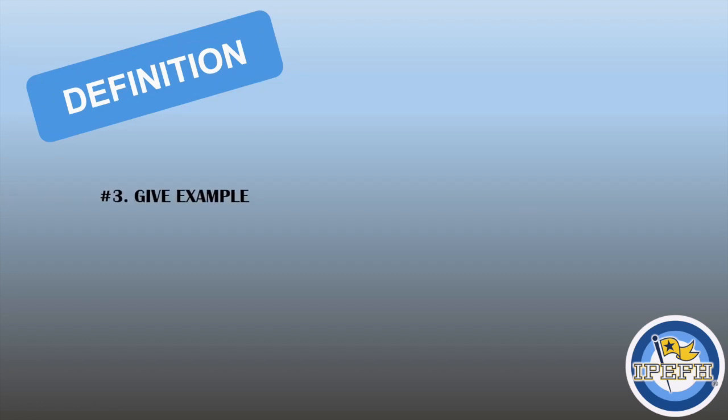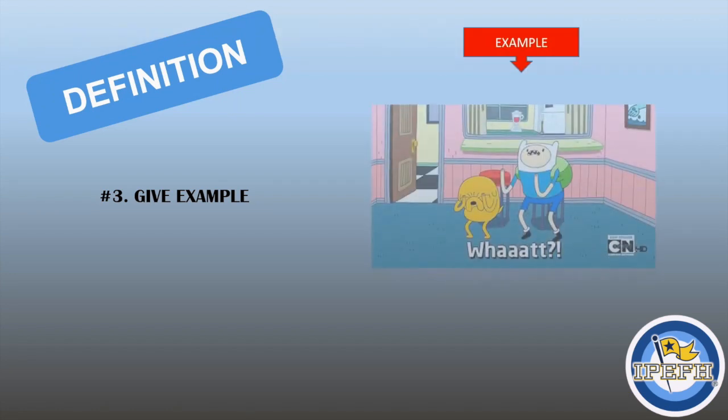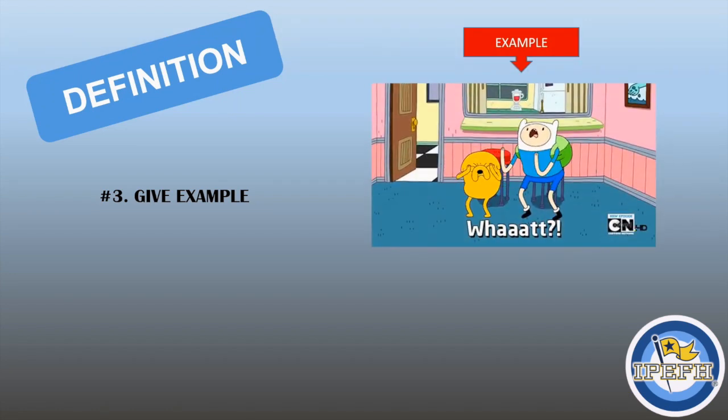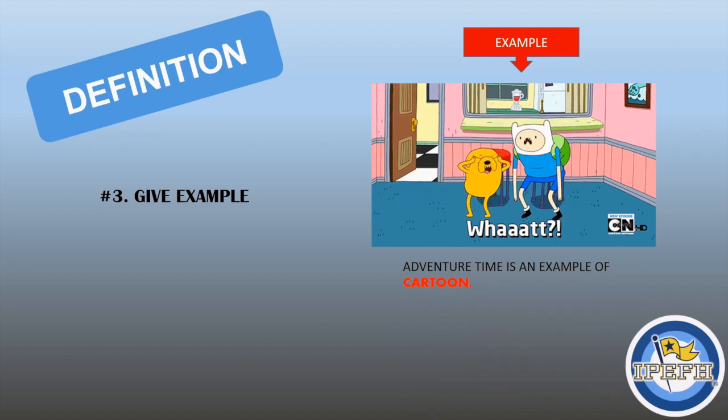Method number 3 is when you use examples to give a definition. Let me show you one. Adventure Time is an example of cartoon. Here, the word that I want to define is cartoon, and you use several examples that exist about cartoons.